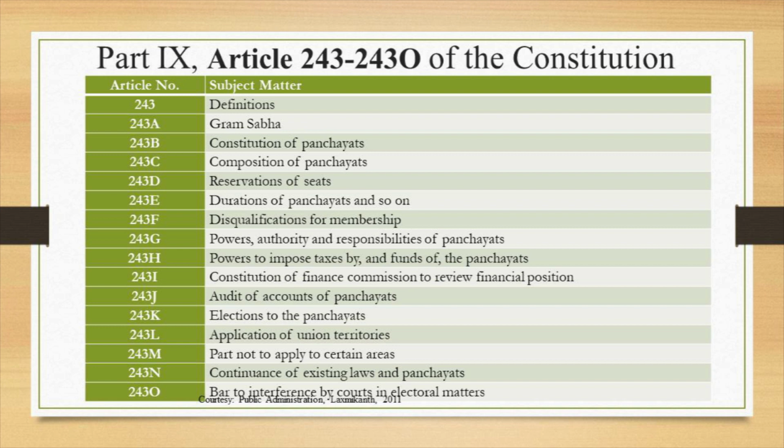It indicates that the legislature of a state may by law endow the panchayats with such powers and authority as may be necessary to enable them to function as institutions of self-government. Article 243H deals with powers to impose taxes by and funds of the panchayats. This article provides that the legislature of a state may by law authorize a panchayat to levy, collect and appropriate such taxes, duties, tolls and fees in accordance with such procedure and subject to such limits.